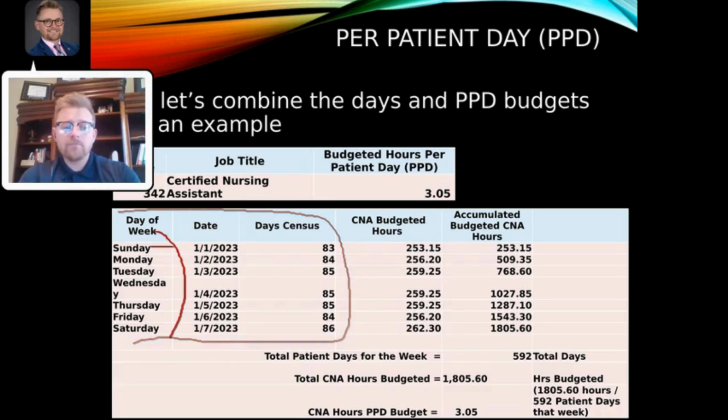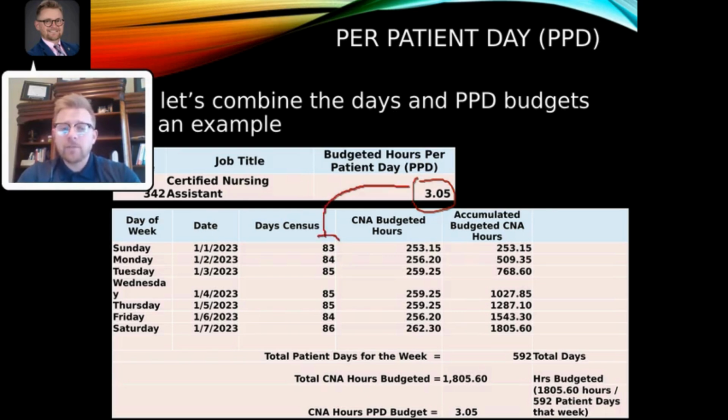We're doing 1 week again, starting on Sunday. We have 83 heads in the bed. Again, I hate the term, but I think it makes sense. So if we're running 83 patients on that day, how many hours can we staff? Well, if our budgeted hours PPD for CNAs is 3.05, then we take that times the number of patient days, which on Sunday was 83, and that tells us how many hours we can staff that day for the CNA category.